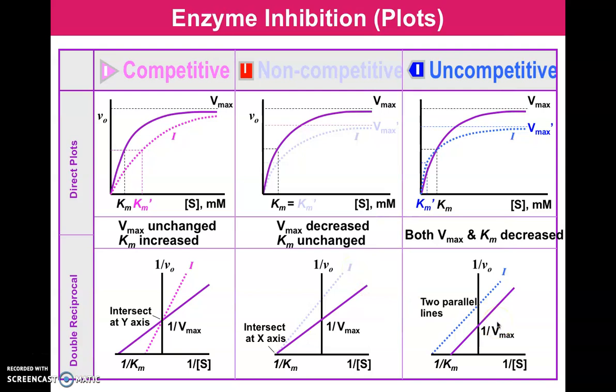Whereas when you plot a graph for an uncompetitive inhibitor, you will see that it will have a similar slope. You see here the slope represented by the inhibitor and the slope represented by the enzymatic reaction without the inhibitor. But it will give you a different 1 over Vmax, right?